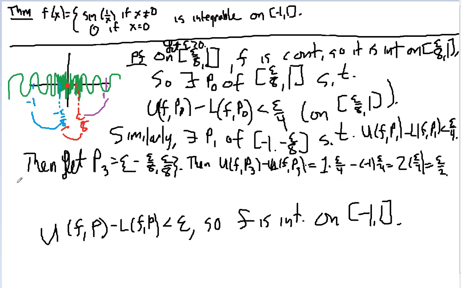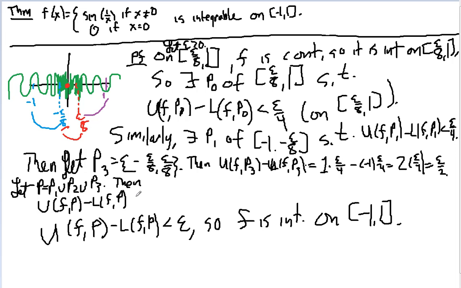So now I'm going to let p equal p1 union p2 union p3. Then what I have is uf of p minus lf of p. You can split this up into all the different ones. Basically, it breaks down to is less than or equal to the sum of these. So over here for the blue, you get epsilon over 4. Over here, you get epsilon over 2. And again, over here, you get epsilon over 4, which equals epsilon. So this thing is less than epsilon, so f is integrable.